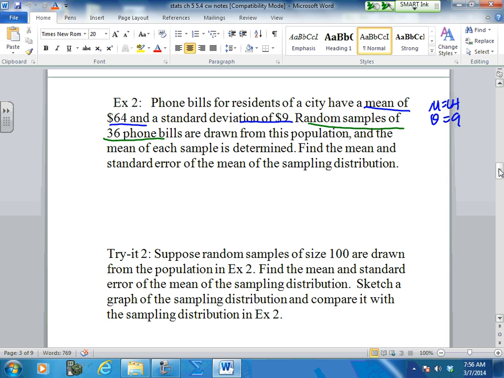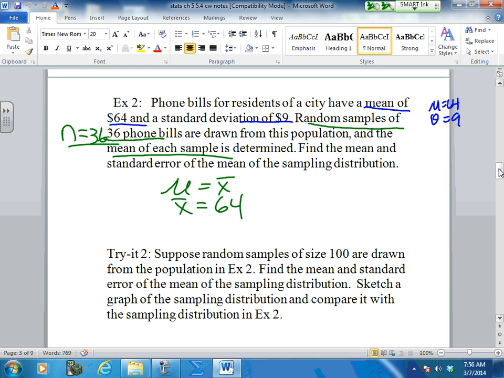And this is my n, right here. And the mean of each of these samples is determined. Find the mean and the standard error of the mean of this sampling distribution. Now we know one thing automatically. The mean of the population is the mean of the sample. So therefore, what's the mean for our sample? The mean of the population is the mean of the samples. 64. They're the same.